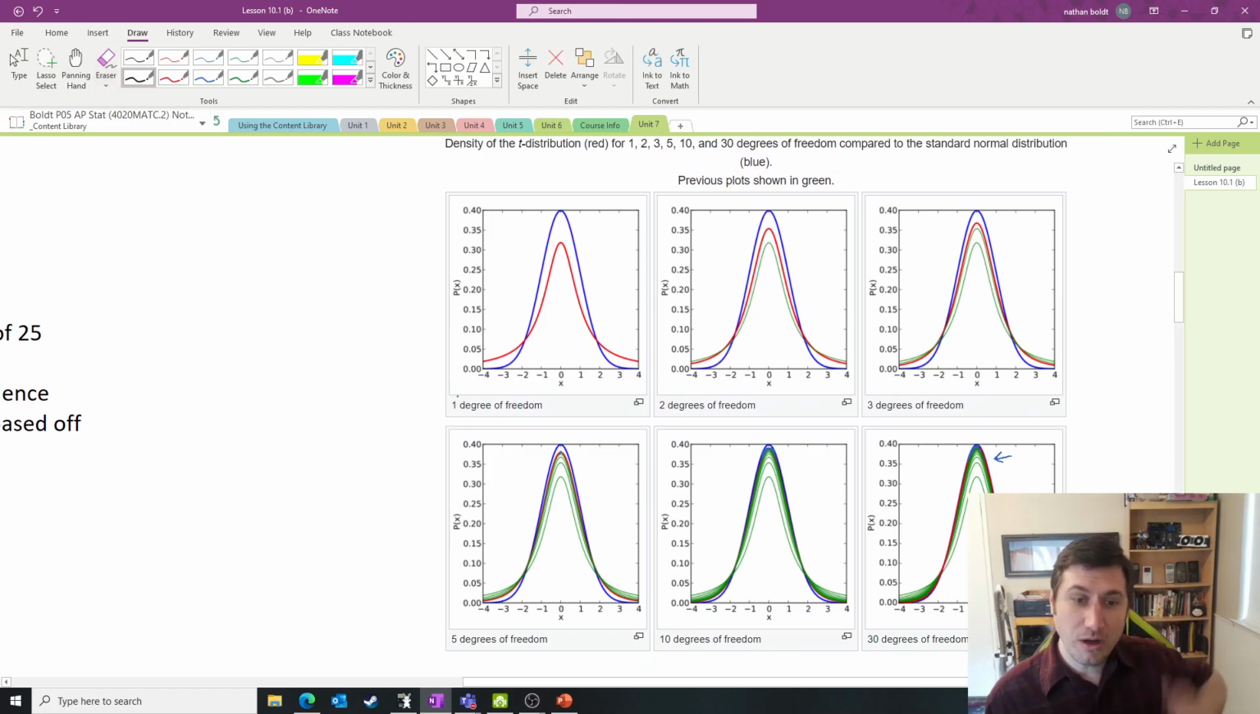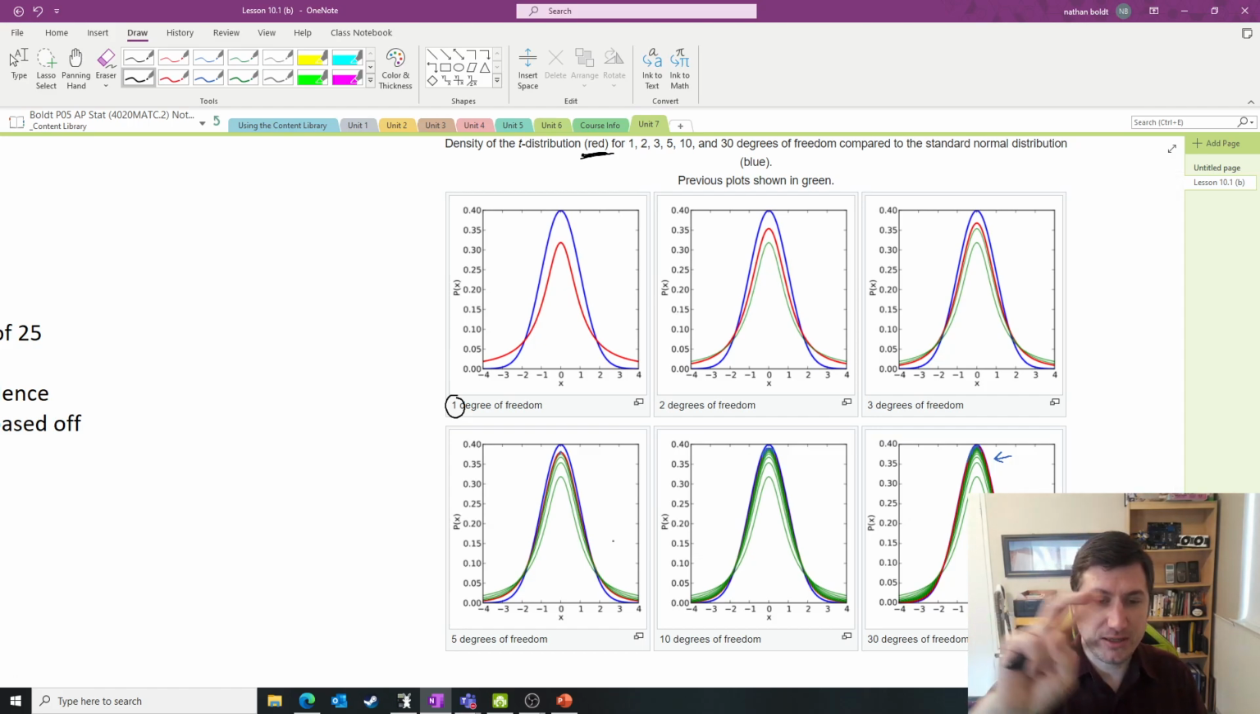So if you have 1 degree of freedom, the red one here is the T distribution. The blue one is the normal. As you can see, they're pretty different. So that would be for a sample size of 2. If you took a sample size of 2, very small sample, they're very different.